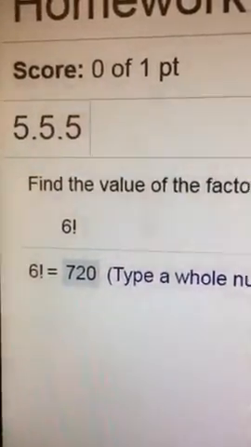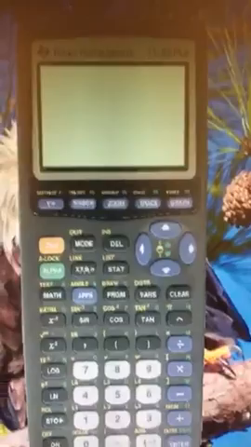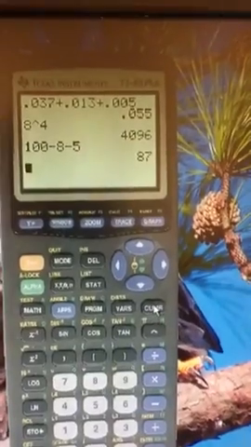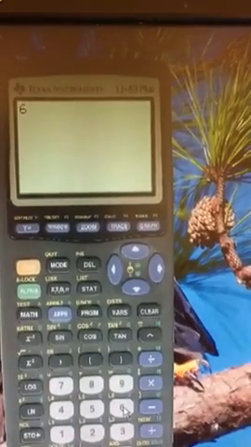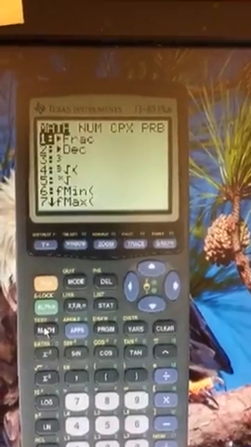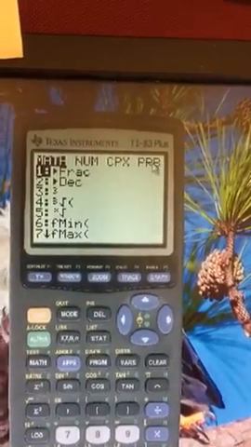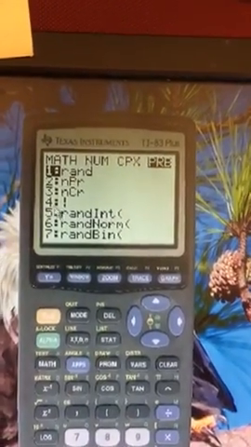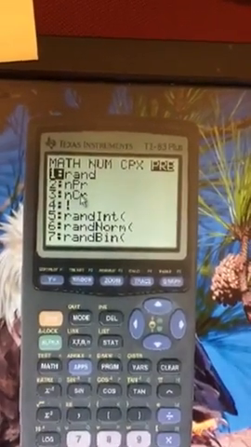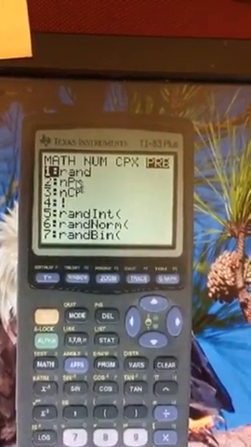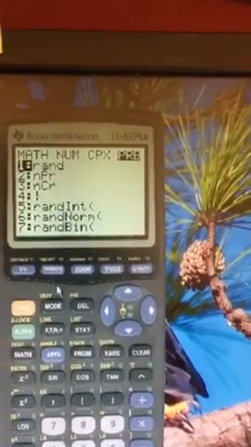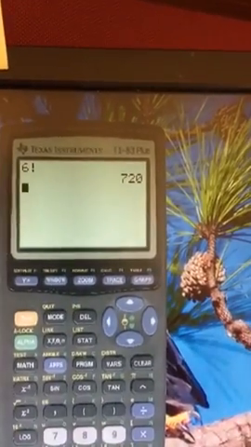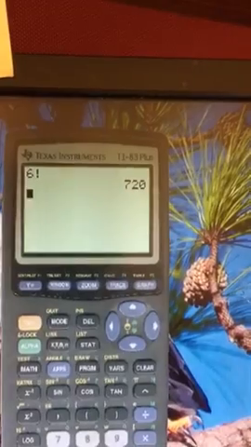So if I'm trying to work the problem 6 factorial on my calculator, I'm going to turn it on. Let me clear this out. I'm going to type in the number first, then push the math button. Notice at the top it says probability. I'm going to use my left arrow key and highlight PRB for probability. Notice number 4 is the factorial key. Number 3 is the combinations key, and number 2 is the permutations key. So we're going to do number 4, and then just push enter, and it'll give us our solution. So that's dealing with problems that are talking about finding factorials.